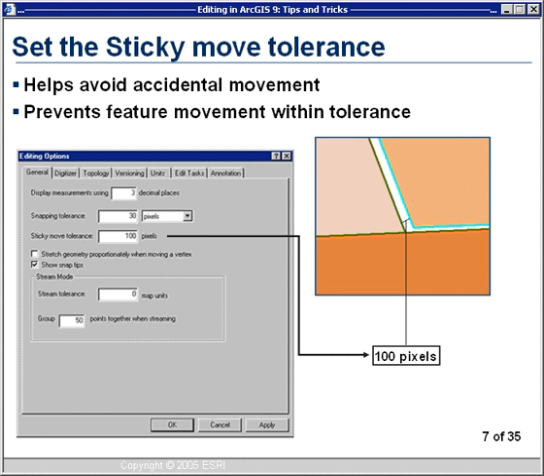Well, a very simple way to solve the problem is to use a sticky move tolerance. So from my editing menu, under editing options, I have a choice of typing in a specific sticky move tolerance. The sticky move tolerance here represents a distance within which features will not move. Only once the sticky move tolerance has been exceeded will the feature actually move. This is very useful to prevent you from moving features without really intending to.